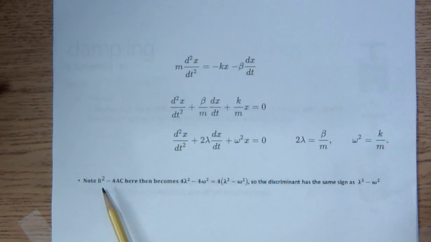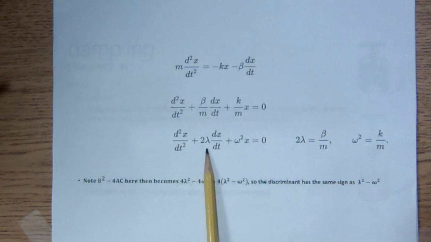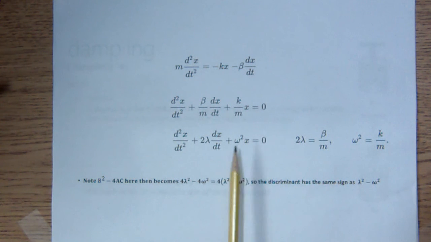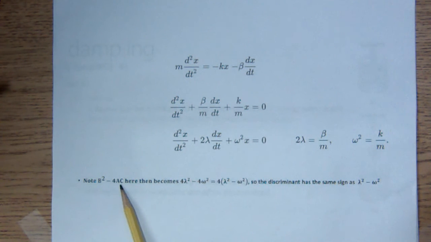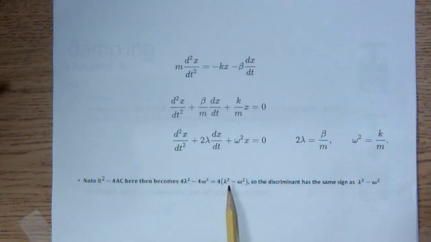Now, it's kind of a cute mathematical notation as to why they do this, but you see, if this is the quadratic operator, D squared plus 2 lambda D plus omega squared, then b squared minus 4ac, the discriminant, becomes 4 lambda squared minus 4 omega squared, and that's equal to 4 times lambda squared minus omega squared. So the discriminant has the same sign as lambda squared minus omega squared, and that is used in some of the notation that goes forward.